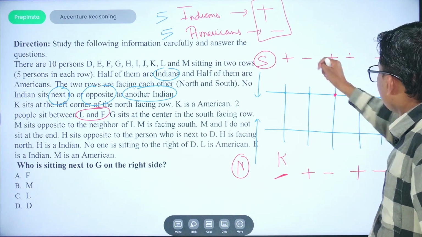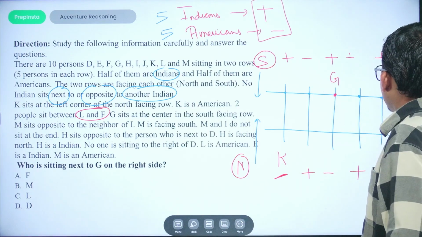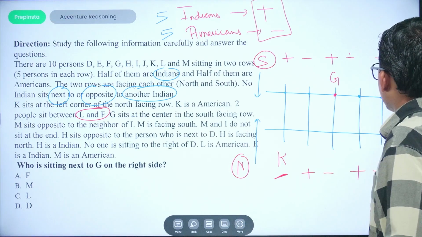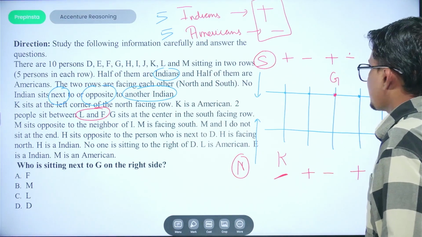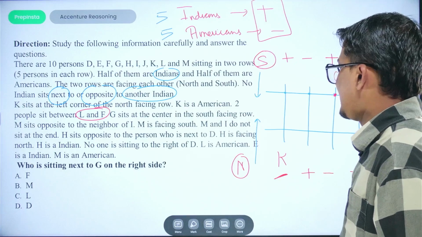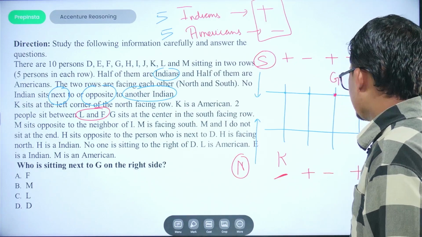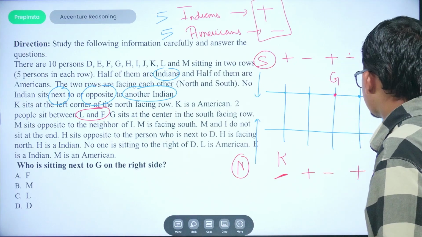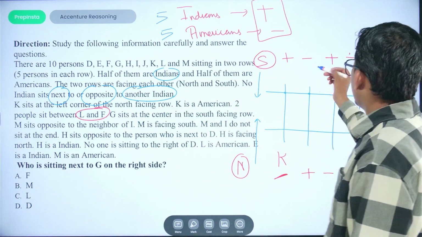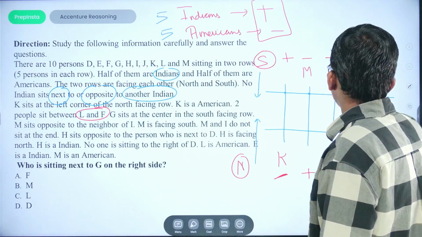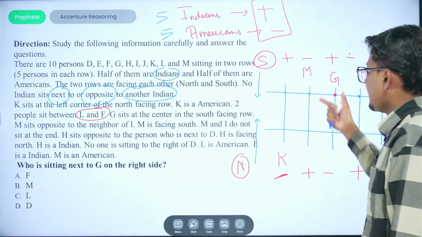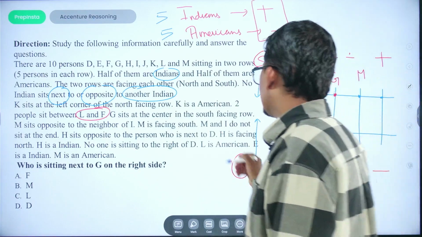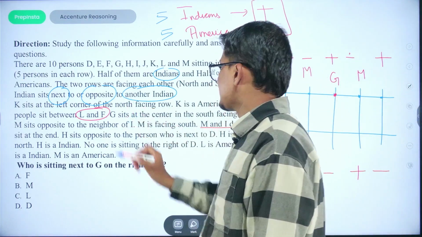So M can sit to this particular position. Can M sit to this particular position? Yeah, M can also sit to this particular position. As M is facing the south, M can occupy this particular position. Why this particular position? Because it is clearly said that M and I do not sit at the end.